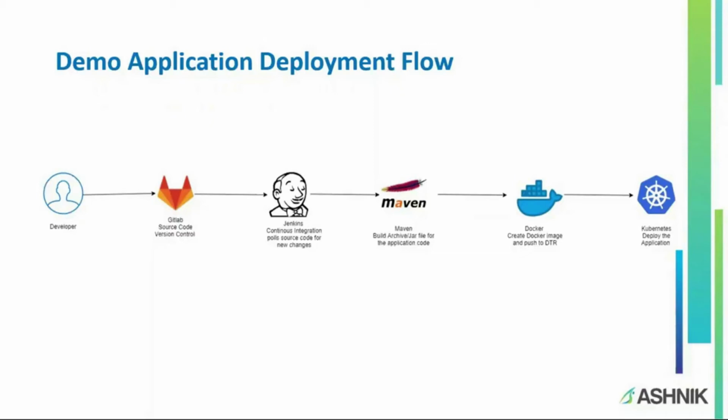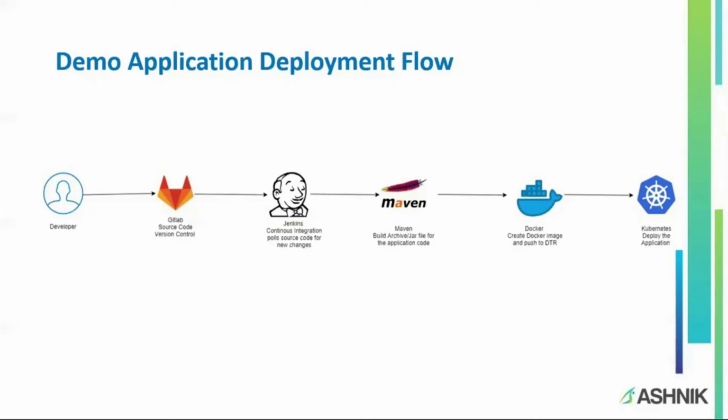Once the code has been developed, it triggers a Jenkins job, which is for continuous integration whenever a new change or a commit has been made in the GitLab. Once the code has been committed, the Maven tool is used to build the archive file for the application code, which is the executable file. Then the Docker Enterprise platform creates the Docker image and pushes it into the DTR.